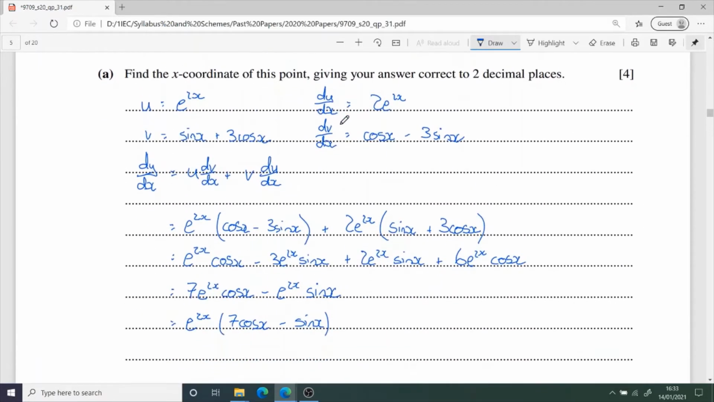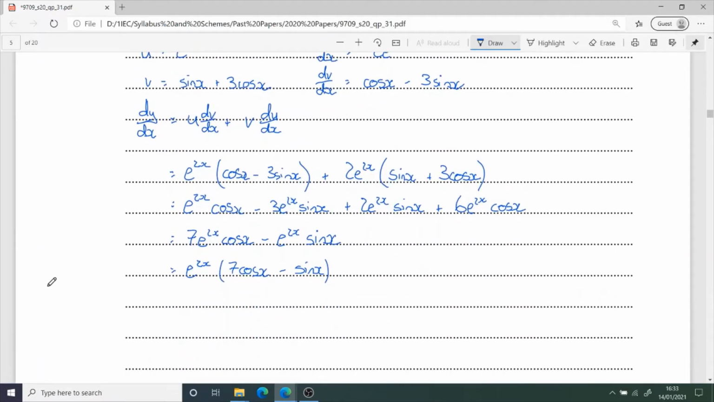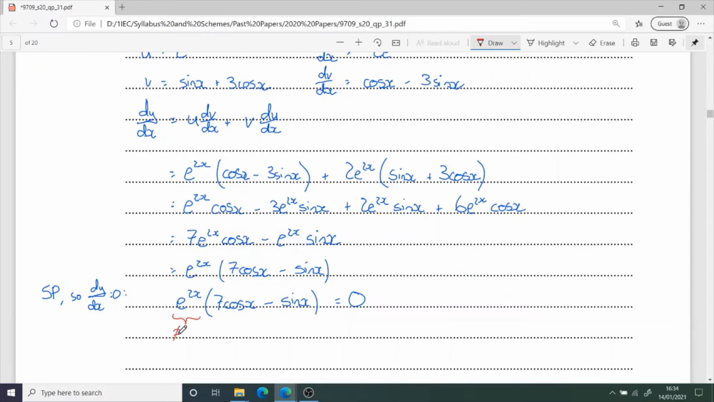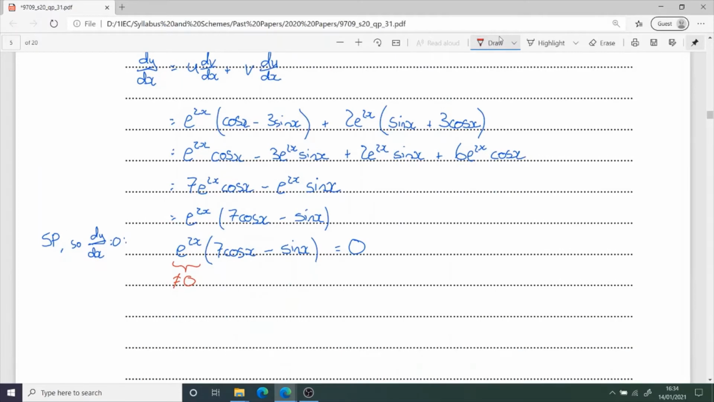Because it's a stationary point, we're going to set this equal to 0. It's a stationary point, so dy by dx equals 0. So e to the 2x times 7 cos x minus sin x equals 0. This cannot be equal to 0. It approaches the x-axis, but it cannot be equal to 0. So this is the thing that we're going to set equal to 0, 7 cos x minus sin x.